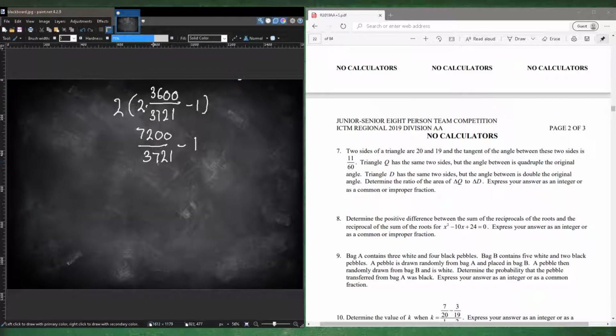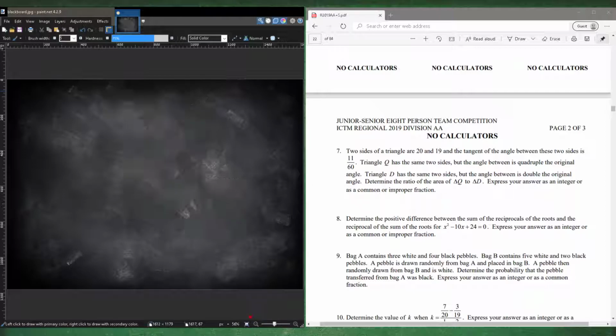So to get this number to 4,000, that's 279. So that's 4,000, so that will give us 3,200. So add 3,200, so that's 3,479. And now we need to multiply that by 2 over 3,721. And that is your answer for number 7, 6,958 over 3,721.